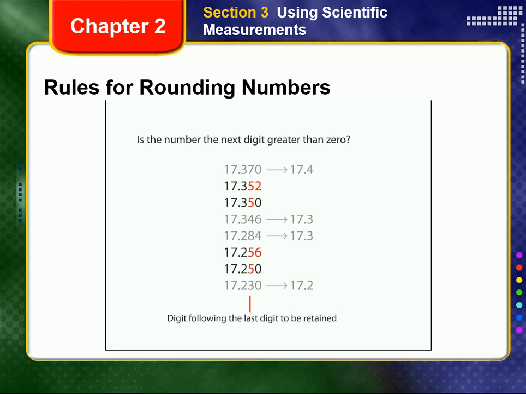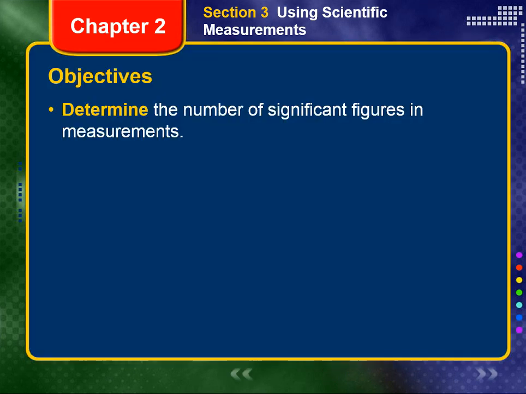Is the next digit after the 5 greater than 0? If so, round up. If the next digit after the 5 is 0, then look at the digit before the 5 and determine if it is even or odd. If it is odd, round up. If it is even, round down. At this point, you should be able to determine the number of significant figures in measurements.